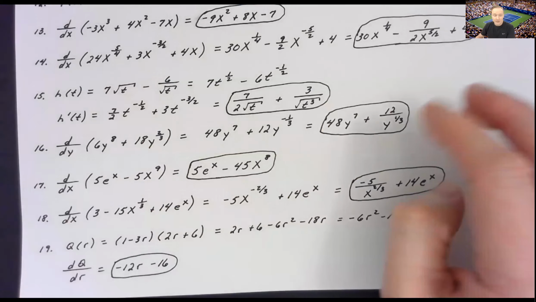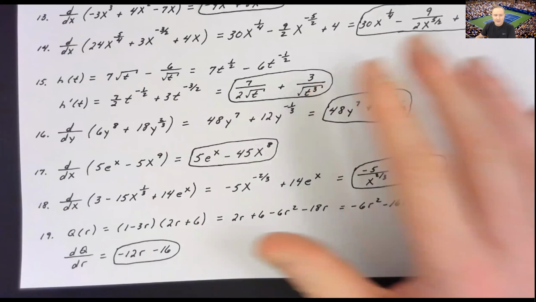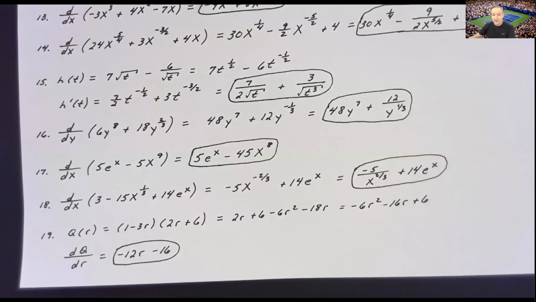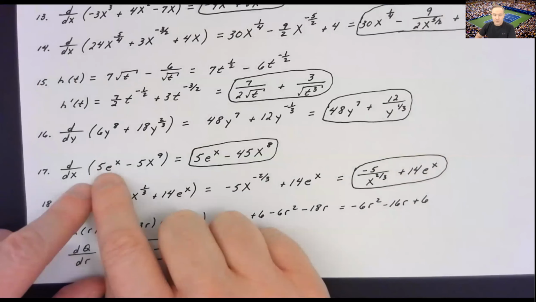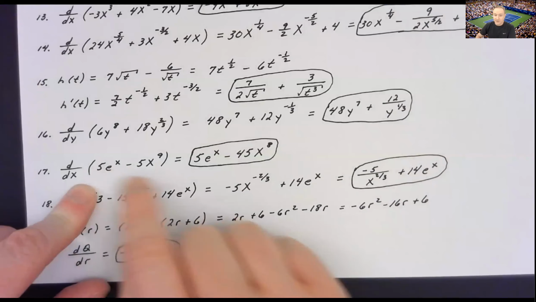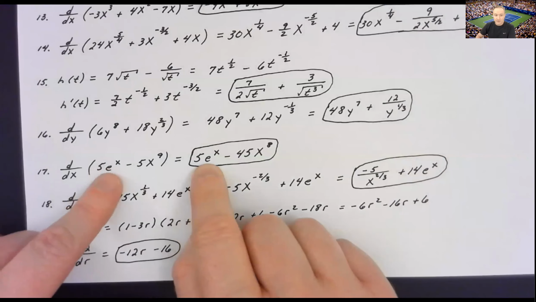For 17, we had one like this in the notes where I give you a combination of an exponential and a polynomial function. We say, well, you just take the derivative of each term individually anyway. So just remember 2 different rules here. The derivative rule for exponentials is that the derivative of any exponential function is simply that exponential function. So the derivative of 5e to the x is 5e to the x.